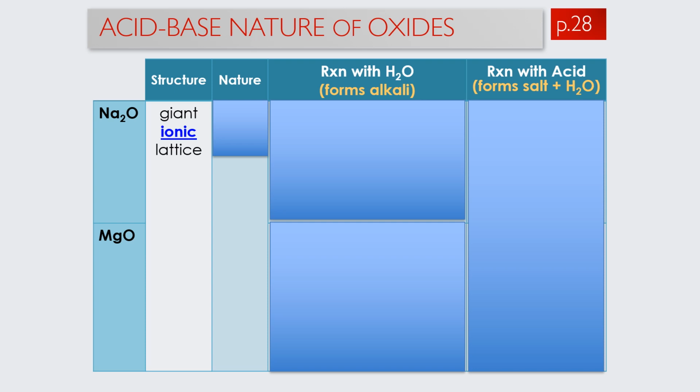Now we will compare the chemical properties of the period 3 oxides. We will look at the reaction with water, with acid and base. Firstly, we will look at the metal oxides, sodium oxide and magnesium oxide. Sodium oxide and magnesium oxide have giant ionic lattice structures and they are basic oxides. However, they react differently in water.